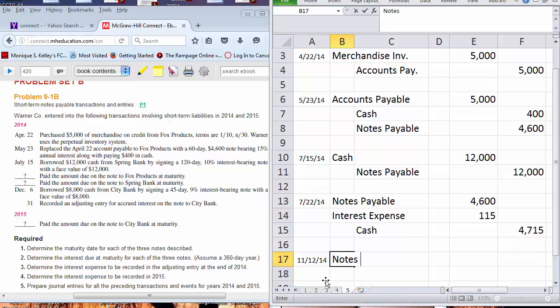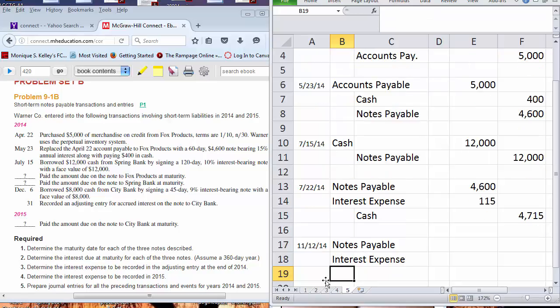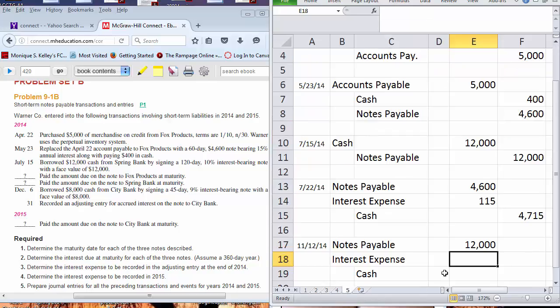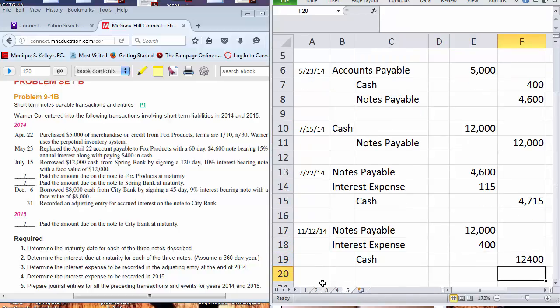And again, since there's no previous accrual, we'll have notes payable, and we'll have our interest expense, and we'll have our cash. So the notes payable portion was what, 12,000, and the amount of interest expense, we'll go back to the second tab, was the 400. So we'll go 400 here. Okay, 12,400, and I like my little comma, so 12,400 is what we're going to put here. Looks better.